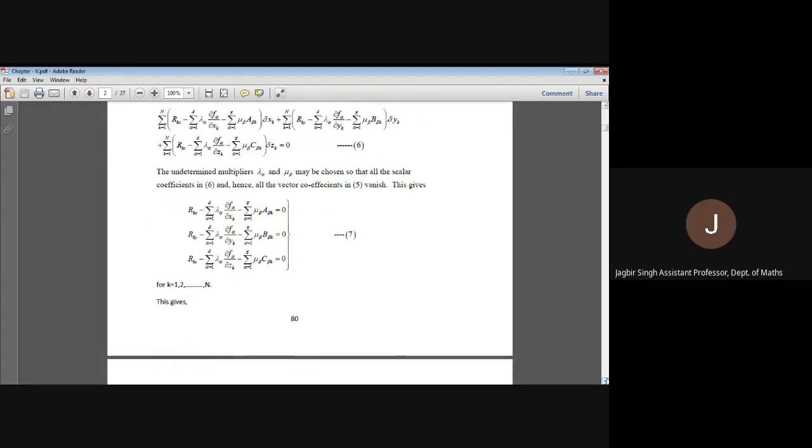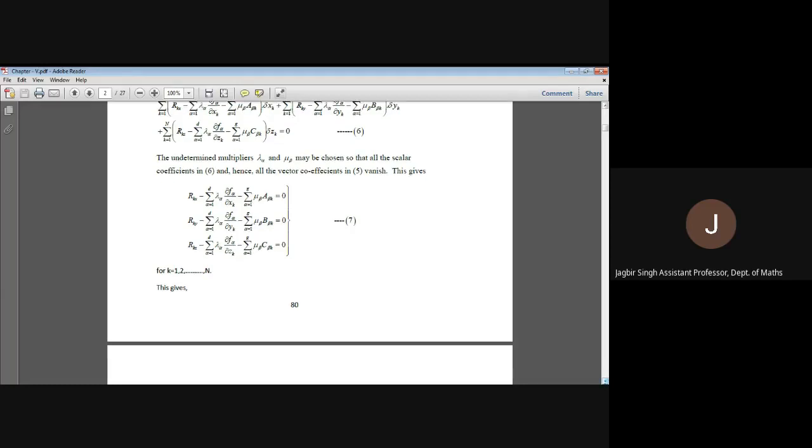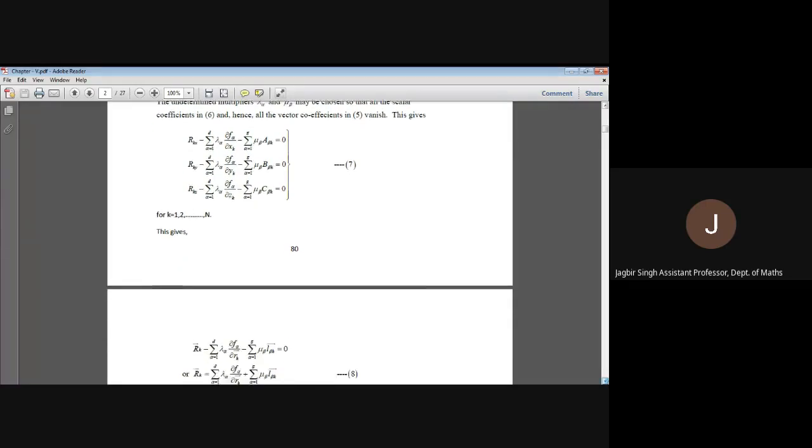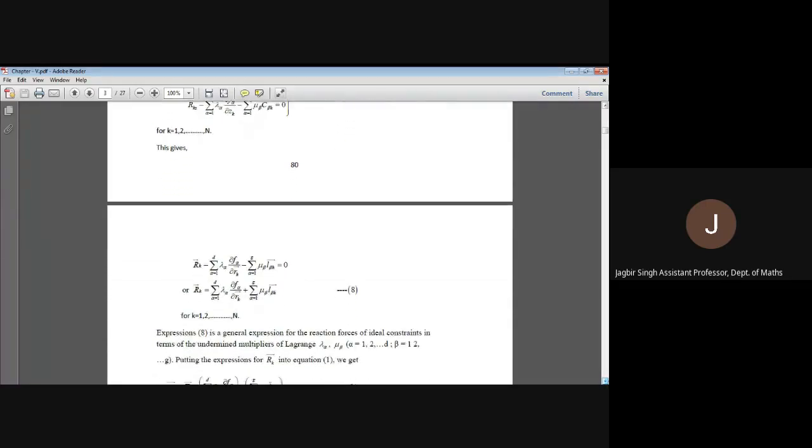Now, multiplying the first term in equation number 7 with i cap, the second term with j cap, and the third term with k cap, and then adding, we will have Rkx i cap plus Rky j cap plus Rkz k cap. It is Rk vector minus summation alpha from 1 to d lambda alpha curly f alpha by curly Rk, and the last term will be summation beta from 1 to g mu beta L beta k. So we have equation number 8. It is the value of Rk vector.